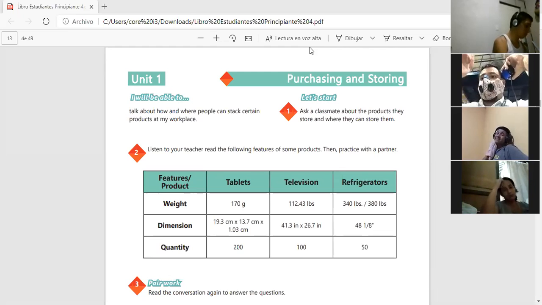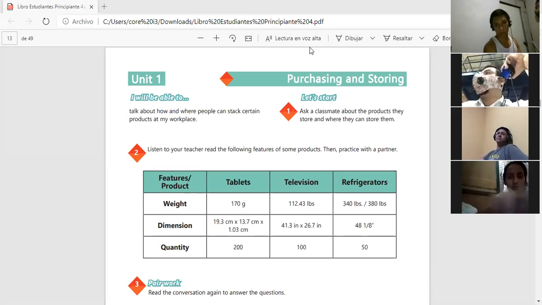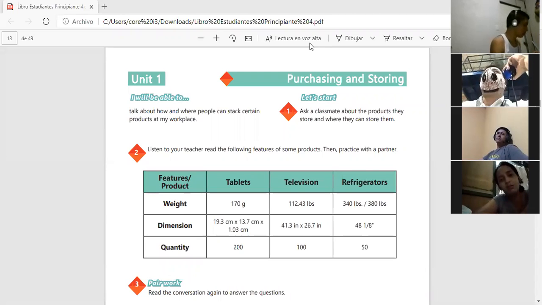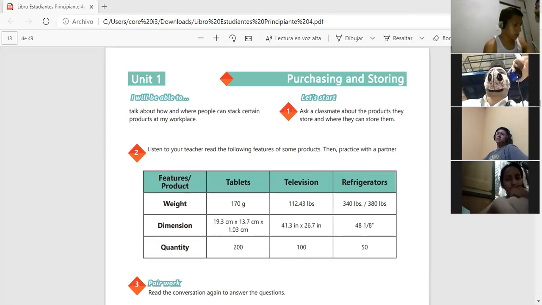Now, why do you think they come in boxes and not only in a plastic bag? Let's see, Cecilia. Why do you think the refrigerators, the televisions, and tablets come in a box and not in a plastic bag? Why do you think they come in a box, en una caja? Why not in a plastic bag? Can you hear me, Cecilia?